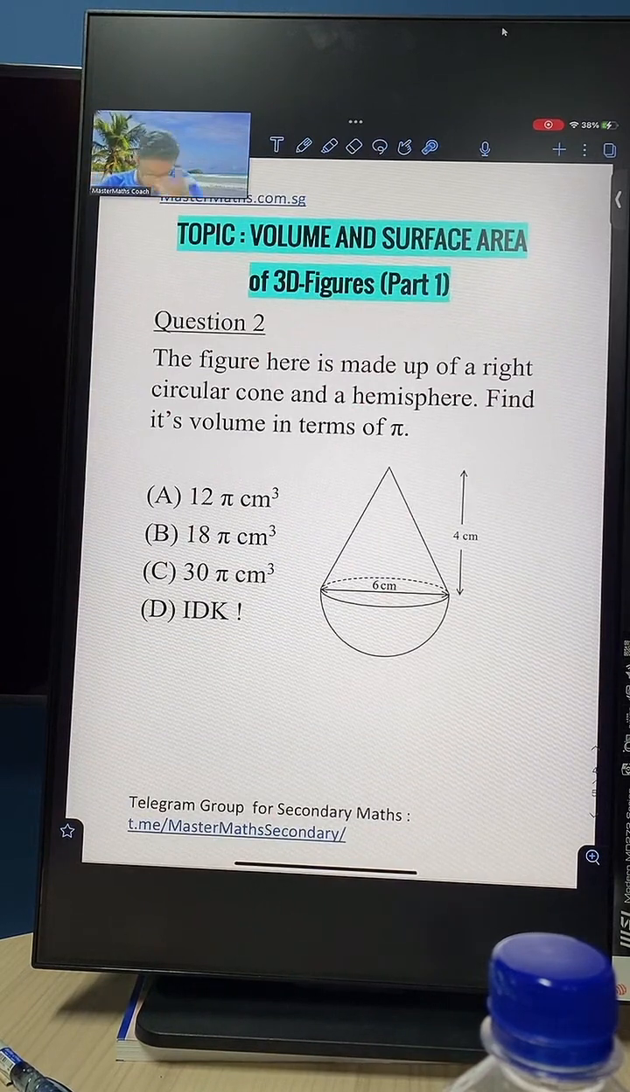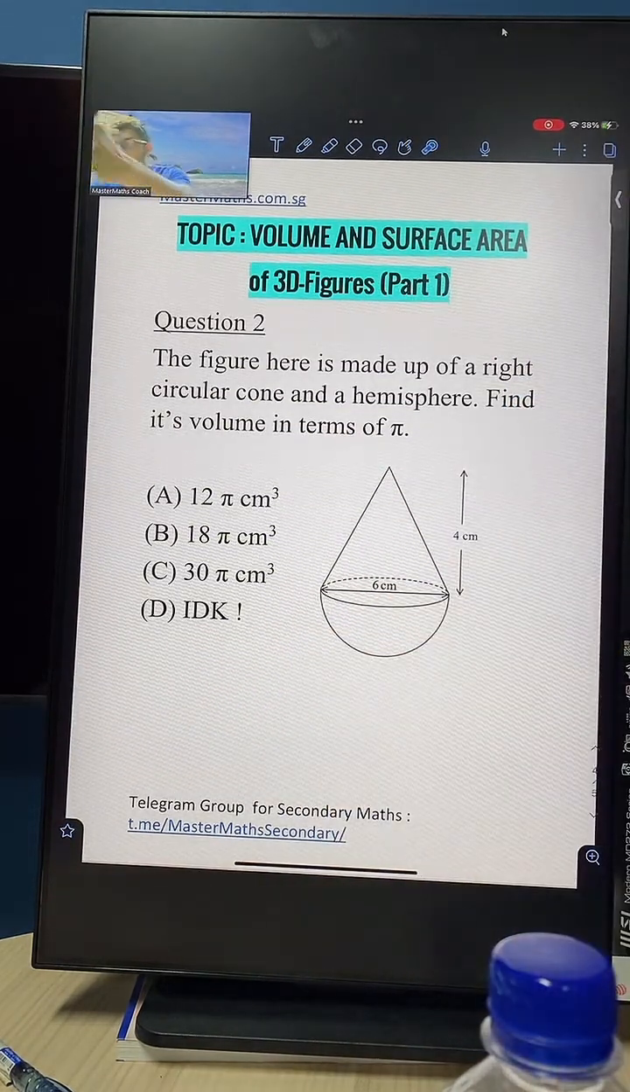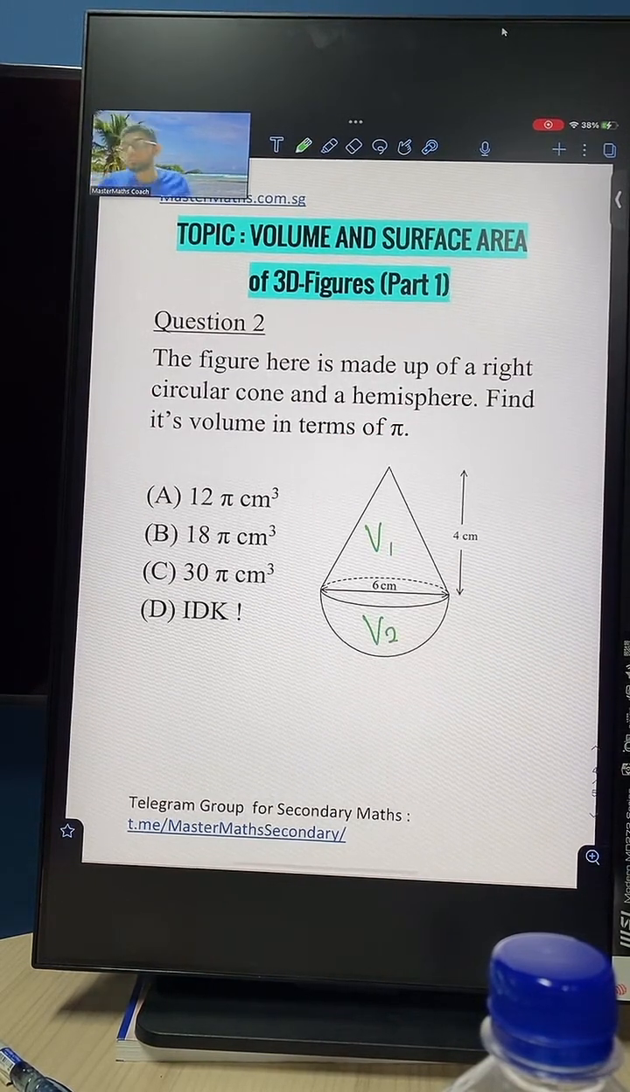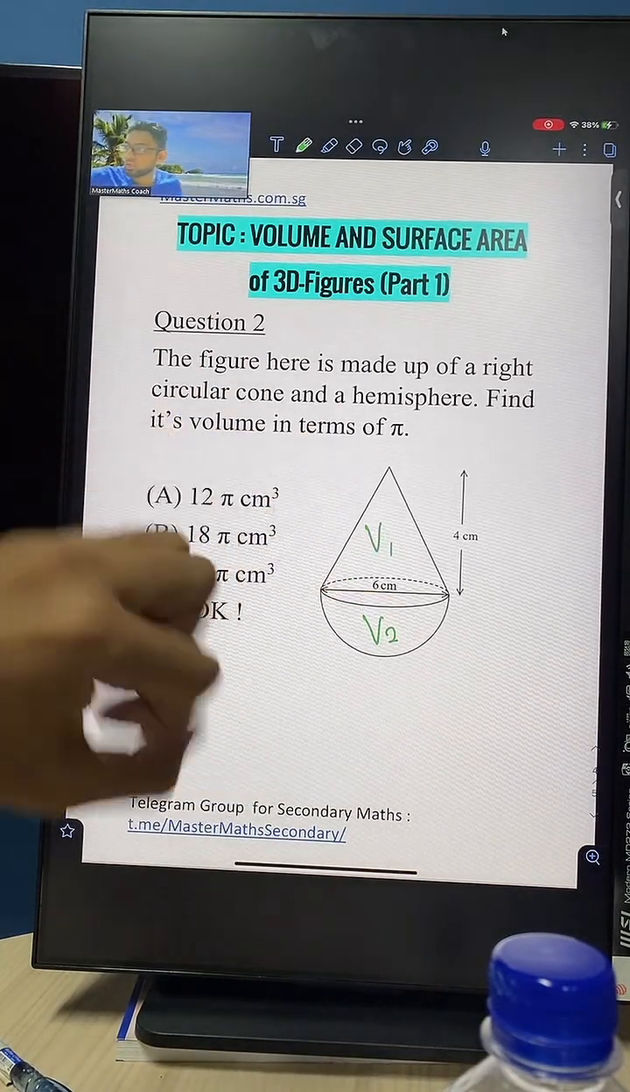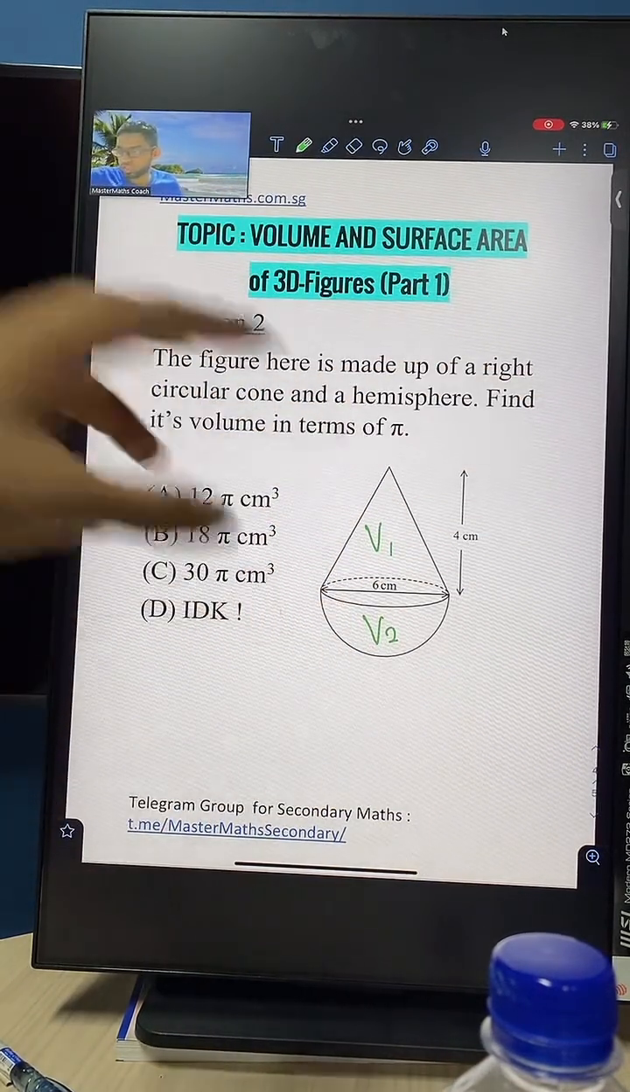Wow, question 2, pretty interesting. Today we just have 3 questions. The figure here is made up of a right circular cone and a hemisphere at the bottom. As you can see, there's half a ball there at the bottom. Find its volume in terms of pi. Oh, nice, very nice. There are 2 parts to this: a first volume and a second volume. You have the cone volume and the hemisphere volume. You add them up together and you solve the entire question.